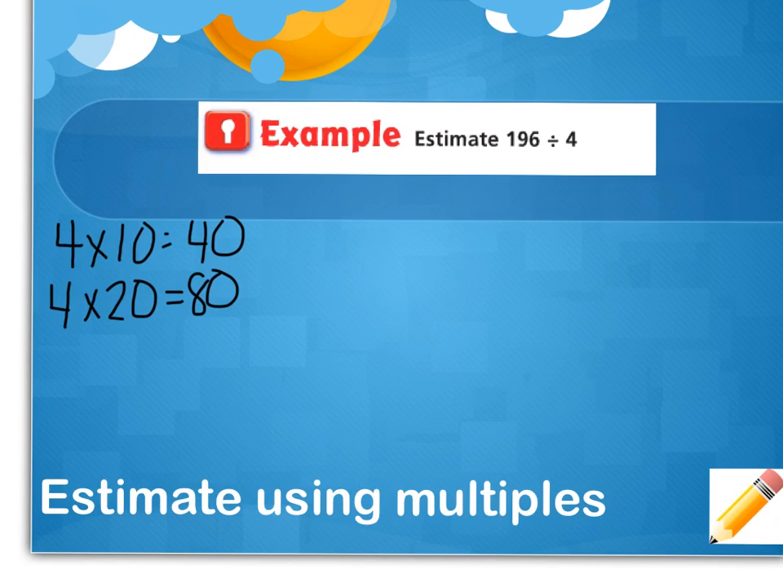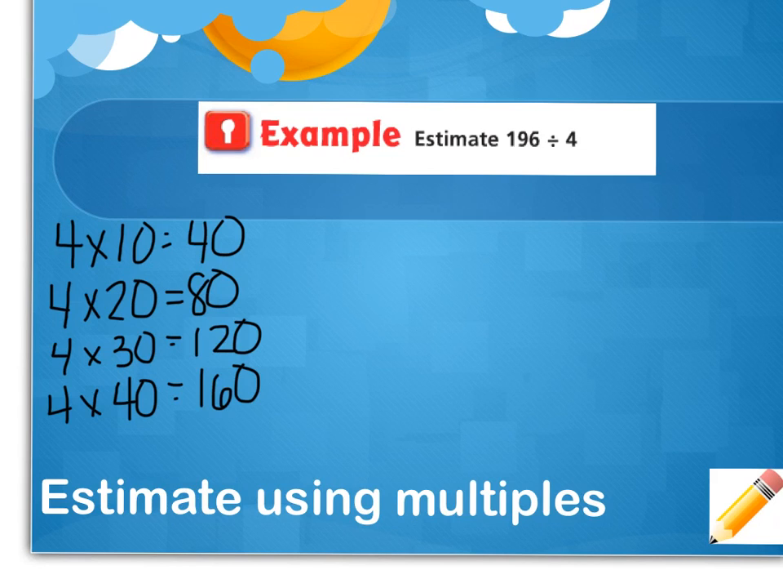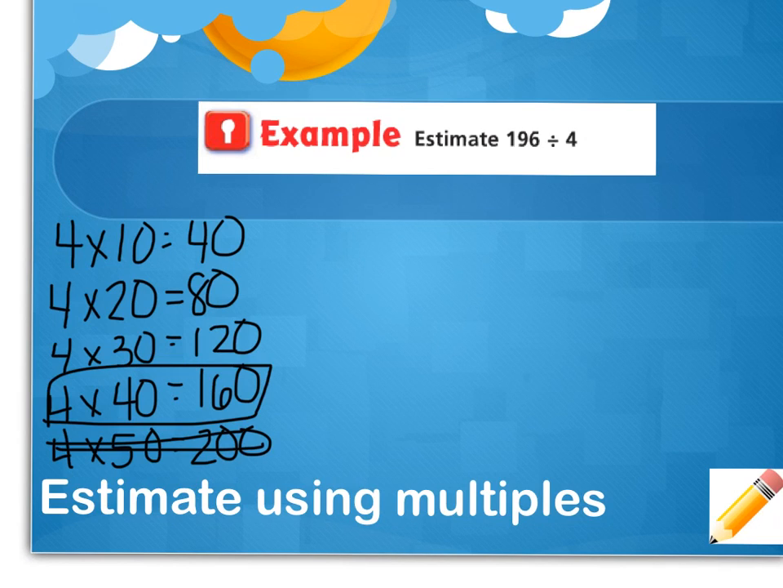That's closer. What about 4 times 30? It's 120, or 4 times 40. That's 160. If I went to 4 times 50, that would be 200. That would be too high. So I'm going to start multiples of 4 at 4 times 40, which is 160. I'm going to go ahead and put the multiple number on the top and then my multiple on the bottom. This will help me find my answer.